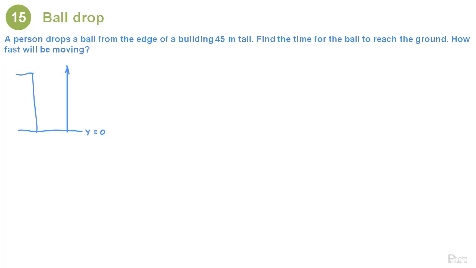One important comment about the word drops here. The word drop, contrary to the word throwing, refers to the idea of just releasing the ball. That means that the person will have the ball on top of this building and will not give it any initial velocity. In other words, Vy0 is 0. There is no initial velocity. The person will just release the ball, which will hit the ground sometime later. In fact, that's one of the questions we need to answer.